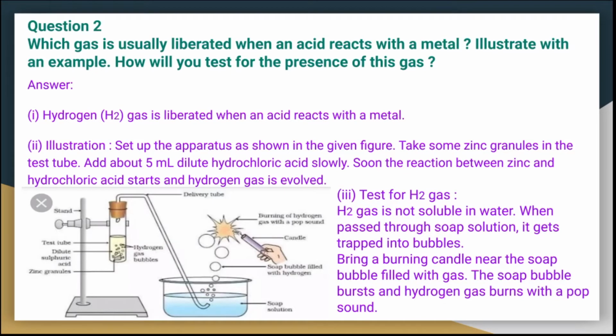H2 gas is not soluble in water. When passed through soap solution, it gets trapped in bubbles. Bring a burning candle near the soap bubble filled with gas. The soap bubble bursts and hydrogen gas burns with a pop sound. This way we can test the presence of hydrogen gas.